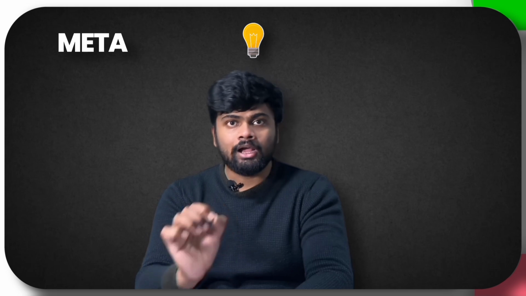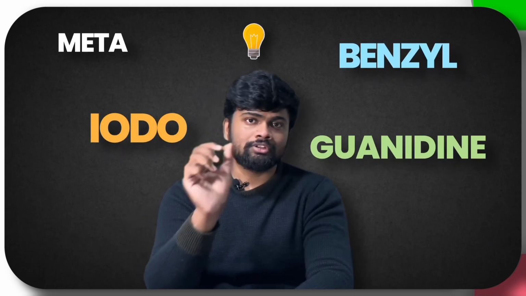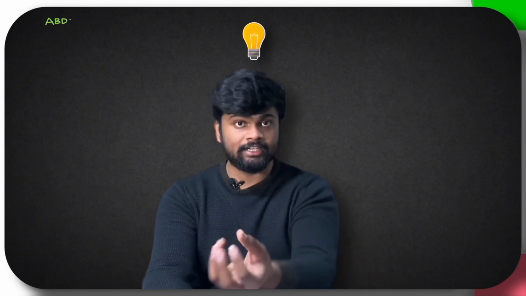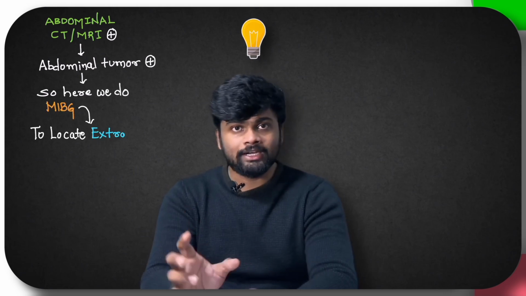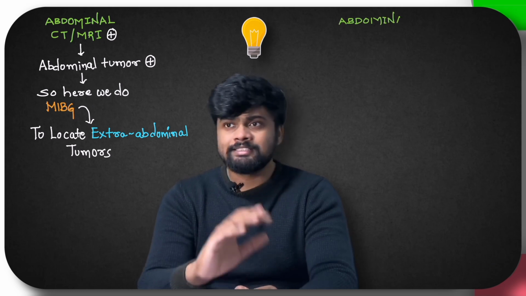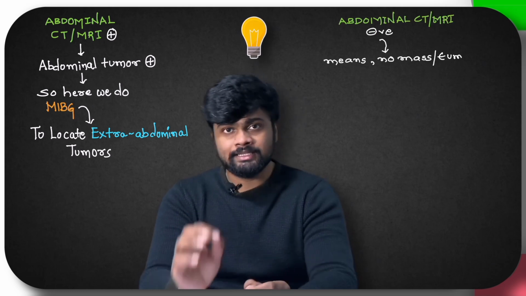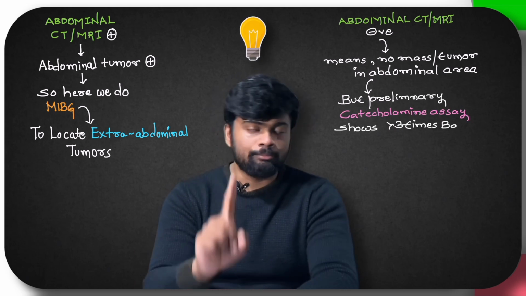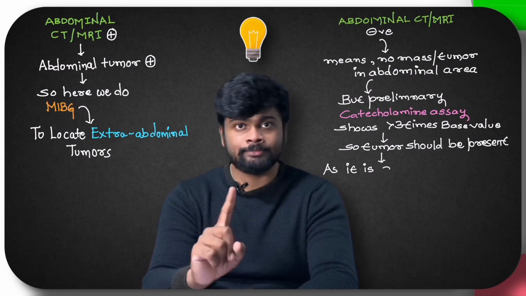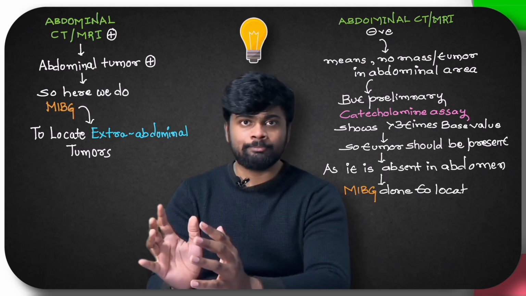So now what is MIBG? MIBG stands for meta-iodobenzyl guanidine. So this MIBG can be used to find the extra-abdominal mass and can also be used to treat it. Now we do MIBG in a person positive for pheochromocytoma on abdominal CT or MRI in order to locate the extra-abdominal masses of tumor. Similarly, if the abdominal CT or MRI is negative for pheochromocytoma, we do MIBG in order to find the extra-abdominal sites because we have got the catecholamine values 3 times the base value. So there should be some tumor present which is secreting the catecholamines.